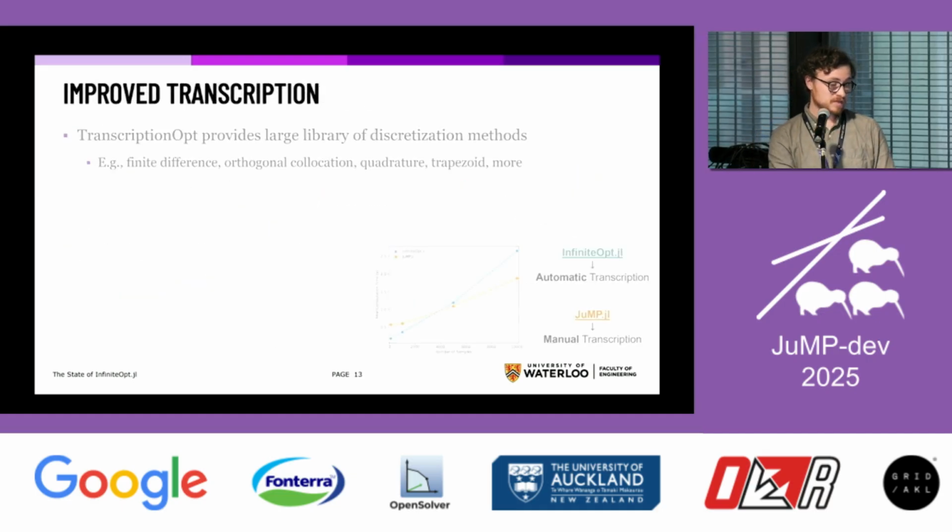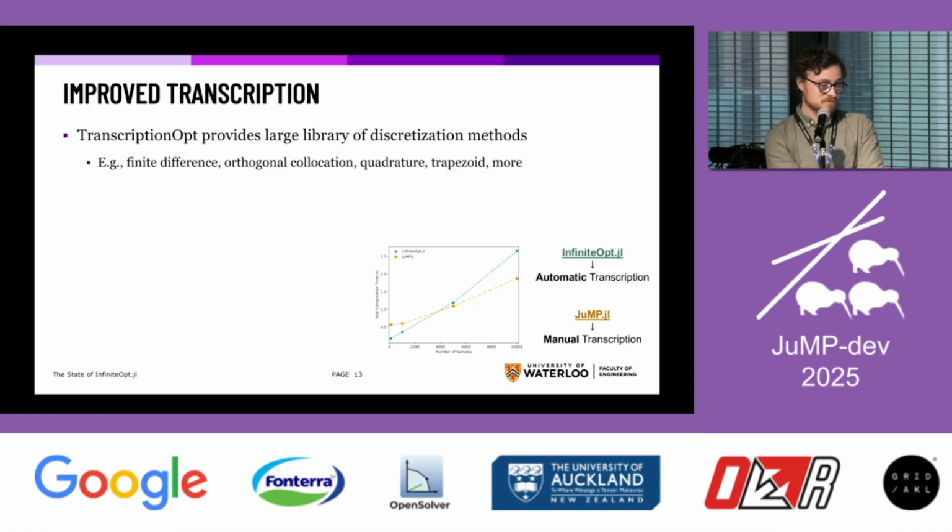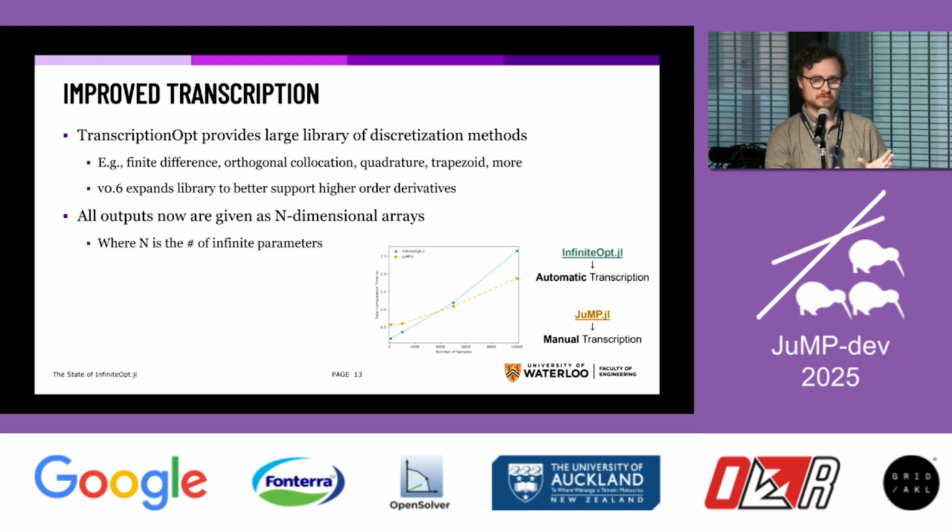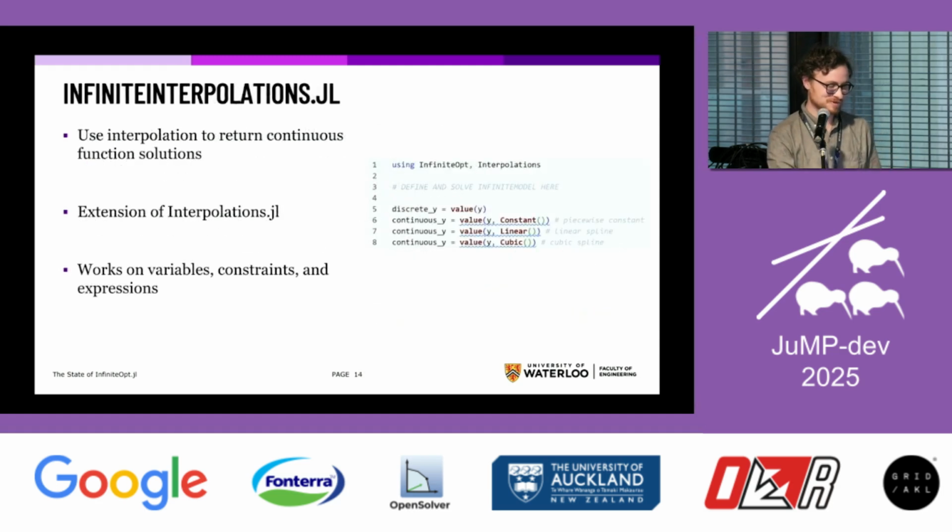We've improved our methods for direct transcription. What's nice about InfiniteOpt is we have a pretty large library of ways to go about discretizing and solving these problems. I won't enumerate through all of them, but I think we have currently 26 different methods. We're still adding more, so if you have things you want us to support, we can add it. And these are efficiently implemented, so they scale linearly with problem size, so they're pretty minimal overhead to discretize. We've added some better support for higher order derivatives, and we've improved the way in which we communicate the answer back to the user through n-dimensional arrays. This is getting a little bit into the weeds, but we can talk about it if you're interested.